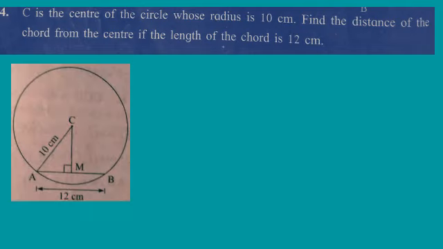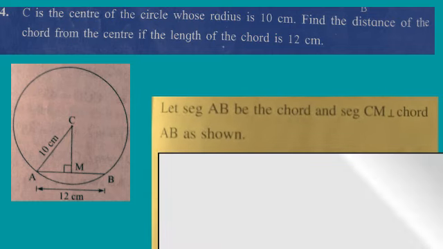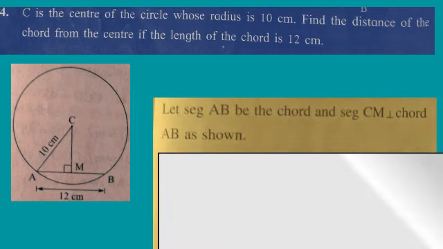Students, here they have not given us the diagram, but we can prepare it. Suppose this is our diagram whose center is C and AB is the chord. So the length of the chord is 12 cm and the radius is 10 cm, and we have to find CM, which is the distance from the center to the chord. Now students, at first we have to write: let AB be the chord and the segment CM be perpendicular to the chord AB, as shown in the figure.